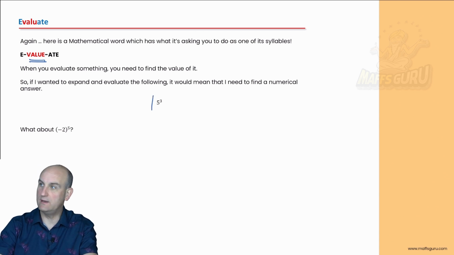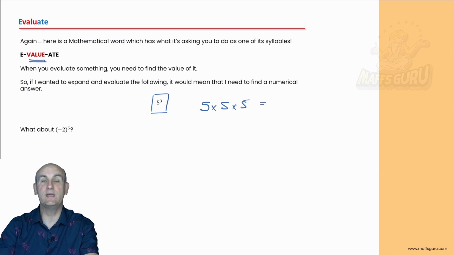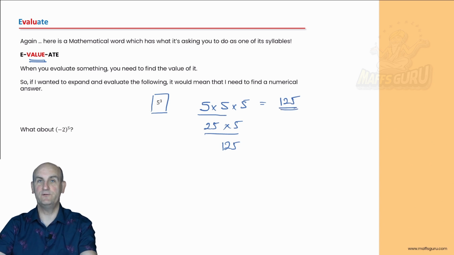So again, if we look at this one here, what have we got? 5 to the power of floaty 3. So that would be 5 times 5 times 5. Now we've written it in an expanded form, but we haven't evaluated, because in that particular instance, we can work out what 5 times 5 times 5 is. When I do these, I do tend to do them in pairs. 5 times 5 is 25. I copy down the 5. 5 times 25 is 125. And there we go. I have now evaluated it. 5 to the floaty 3 is 125.